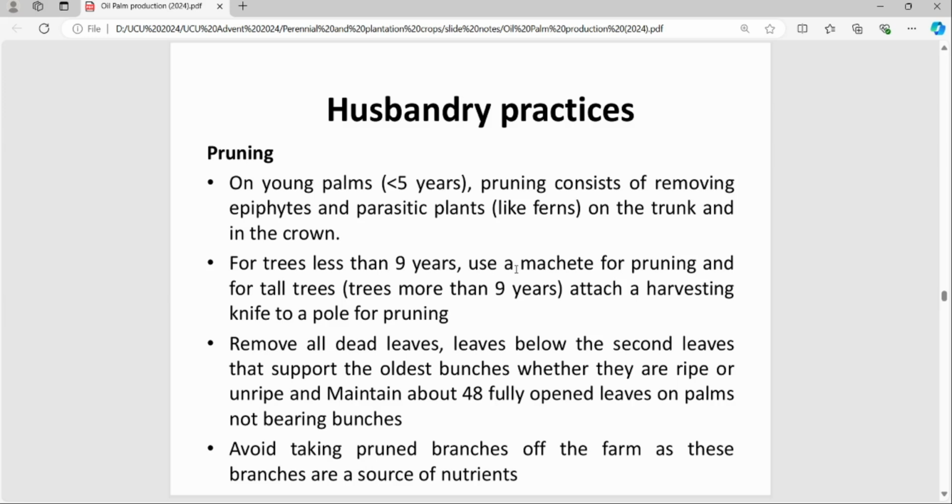Then also avoid taking away what you have pruned from the plant, especially if they are not diseased. So these are going to help you in mulching, and they also help you in preserving the nutrients within the field, because later on they will decompose.